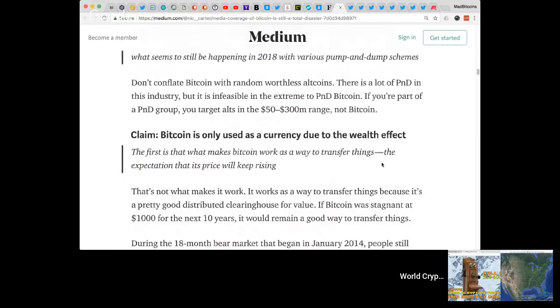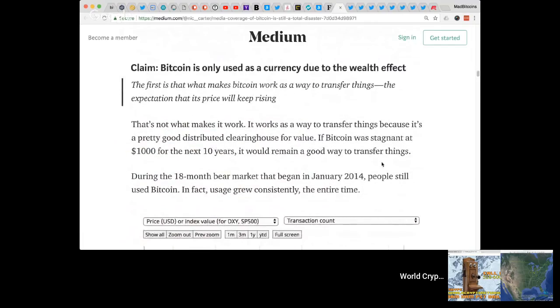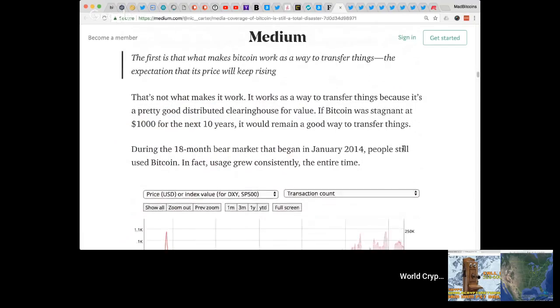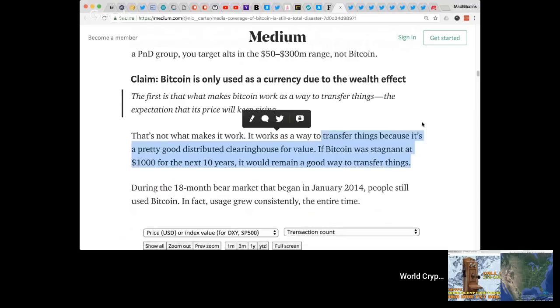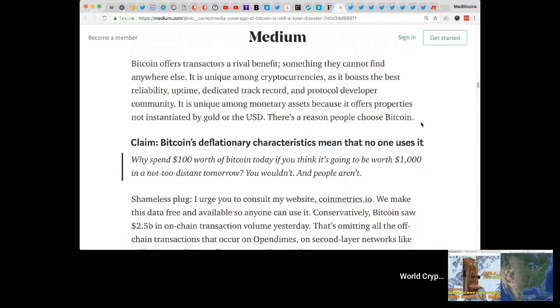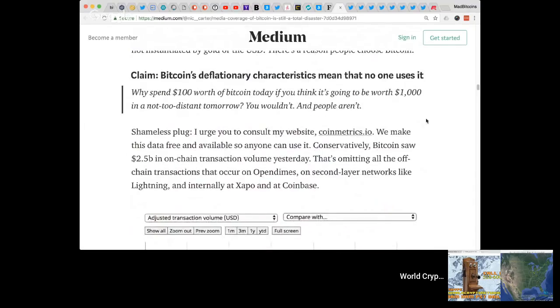Pump and dump schemes, not Bitcoin's fault. Bitcoin is only used as a currency due to the wealth effect. That's not what makes it work. Bitcoin works as a transfer of things because it's a pretty good distributed clearinghouse for value. If Bitcoin was stagnant at $1,000 for the next 10 years, it would still remain a good way to transfer things. So it's not the wealth effect that's driving it as a currency. If it was stable, it'd be just as valuable.